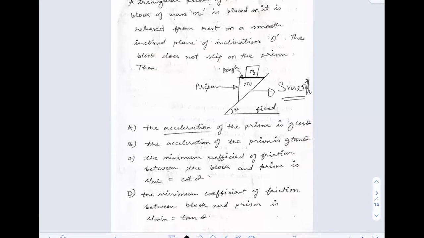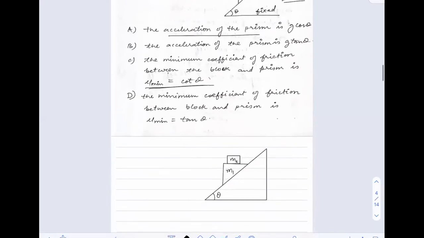These kinds of questions you'll have in JEE Advanced, where you'll be asked to calculate at least 2 to 3 options. Here in this question you have to check for two values, one for the acceleration of the prism and the second for the mu minimum value. So let us start this question.